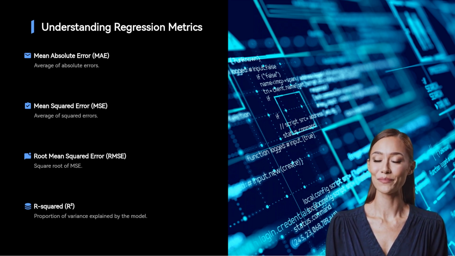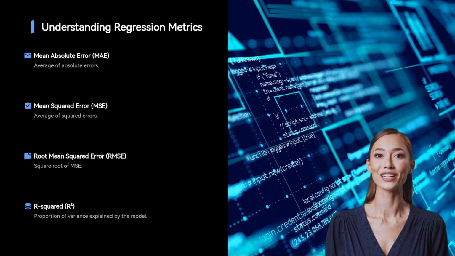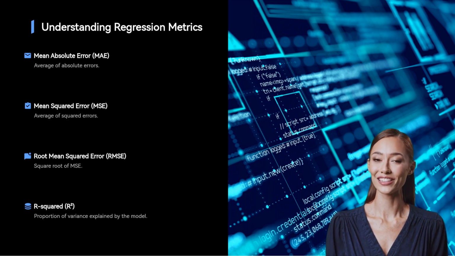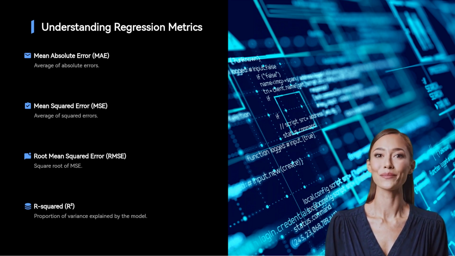Root mean squared error, RMSE, is the square root of MSE, giving it the same unit as the target variable, making interpretation easier. R squared, R2, is a statistical measure representing the proportion of variance explained by the model. It's a standard metric for evaluating regression models. Each of these metrics provides insight into how well the model generalizes and how accurate its predictions are.